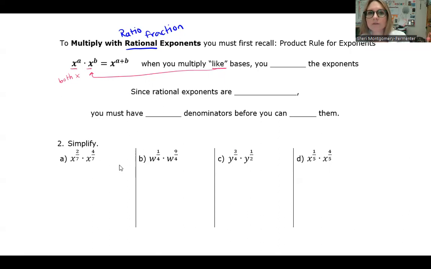And when you look at the 4 examples, see how they're both x, both w, both y, both x. You can't multiply them together if they're not the same. So if it was an x and a y, those don't combine. Only things that are the same base. You got to have the same base.